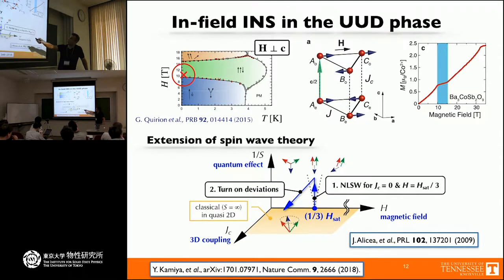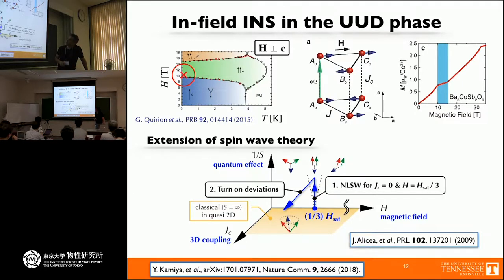They increased the magnetic field, and they did inelastic neutron scattering in this region. Here, what I'm showing is that if you look at consecutive layers, this up-up-down phase has this characteristic: there are two spins pointing parallel to the field and one pointing anti-parallel to the field. But the one pointing anti-parallel to the field alternates between the C and the B sublattice when you move along the c axis. So you have a kind of AB, AB, AB type of structure.